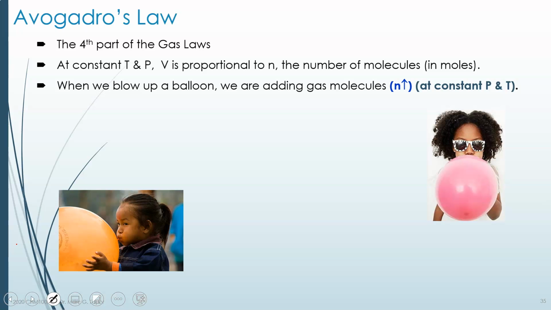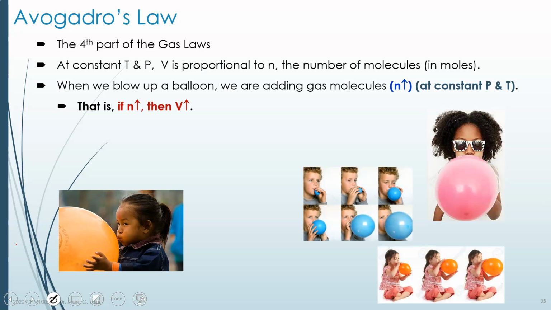That's going to happen because we're not changing the temperature. We're still in the same room, and the pressure outside is the same. But we're putting more air in, so the balloon is going to get bigger. No surprise there. N goes up, V goes up. N goes down, V goes down. And this relationship is the same ratio relationship that we saw.